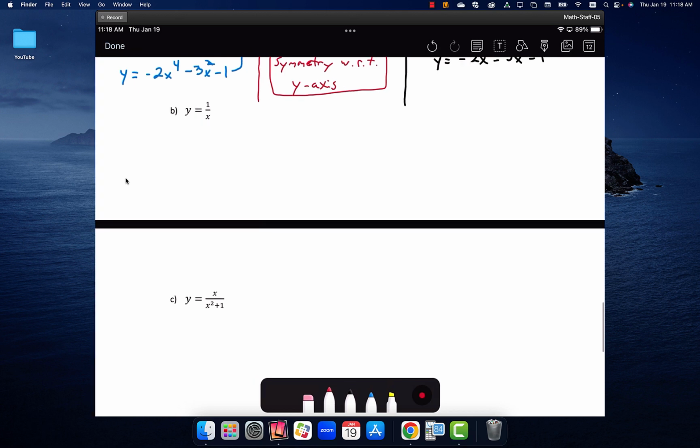In the next example, we'll start by testing for symmetry about the x-axis. Again, to do that, we replace y with negative y.